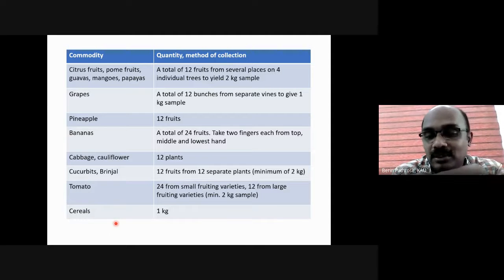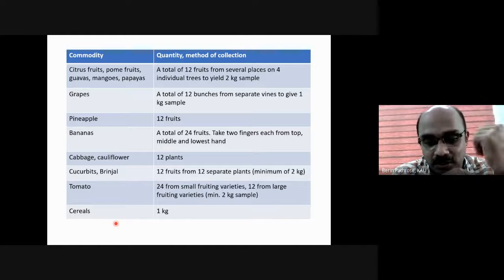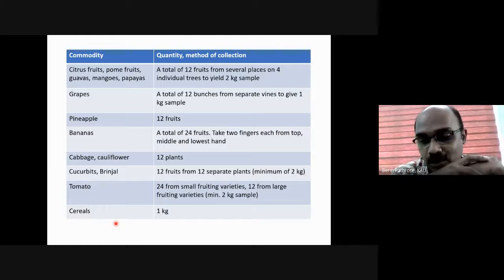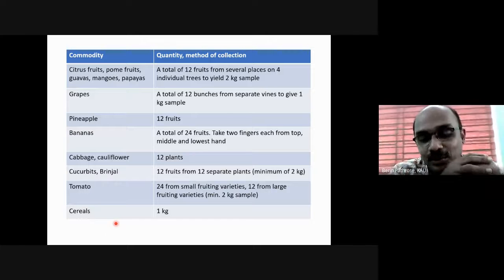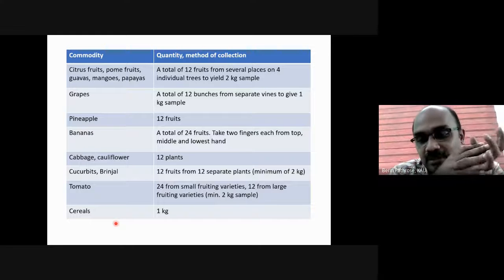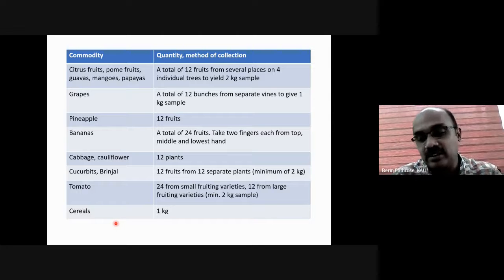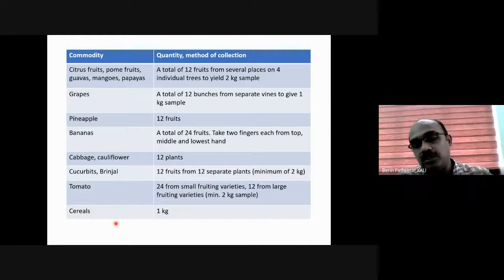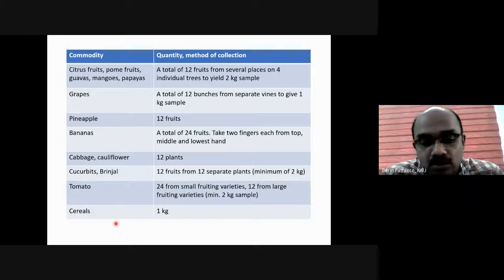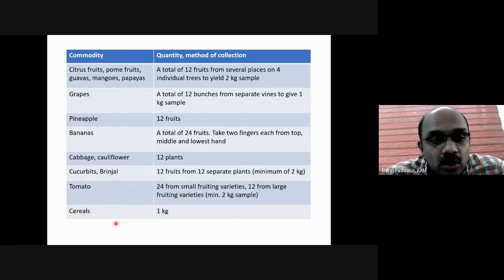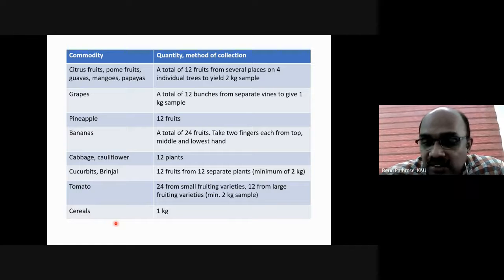So tomato: for small fruited varieties it is 24, for large fruited varieties it is 12. Again, the minimum is 2 kg. Cereals they prescribe as 1 kg. So I have just given a representation for each and every commodity. Spices and all it is a bit lower. It's not 1 kg and all. So are you clear with sampling?